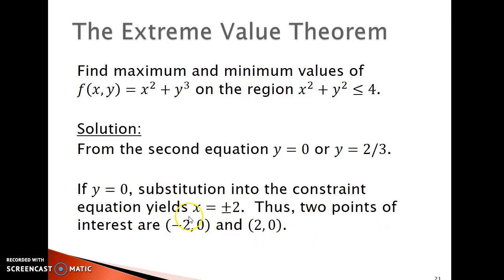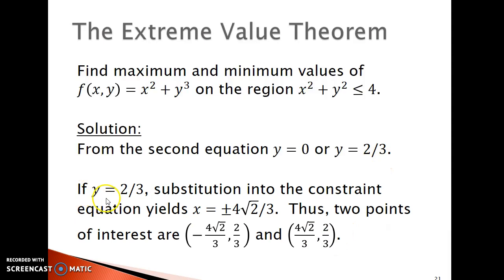We already had 0 as a point of interest, so y equals 2/3 we need to explore as well. Right, we had x equals 0 earlier. We now have y equals 0. If you plug that into the constraint equation, you get x equals plus or minus 2. So we have -2, 0, and 2, 0 as other points of interest. So now we need to evaluate the function at 0, -2, 0, +2, -2, 0, and 2, 0. Lots of different points.